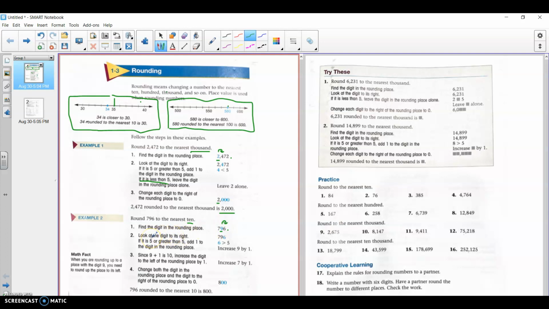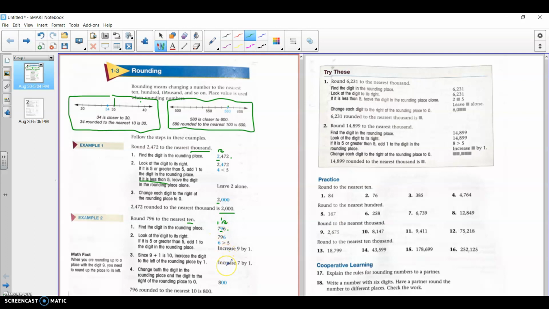If it is 5 or greater than 5, add 1 to the digit in the rounding place. Well, 6 is greater than 5. So that number that I underlined, I'm going to add 1 to. 9 plus 1 is going to become 10. They show this in step 3. So you're going to increase the digit to the left of the rounding place by 1. So over here, 9 plus 1 is 10. And then that means I'm also going to increase that 7 up by 1.